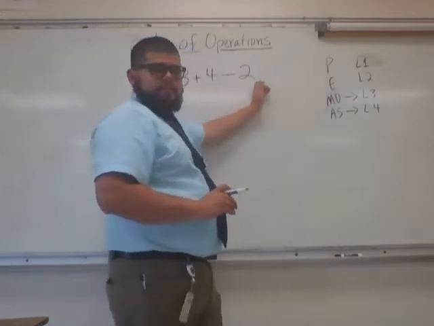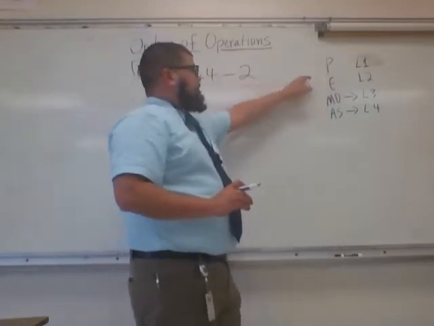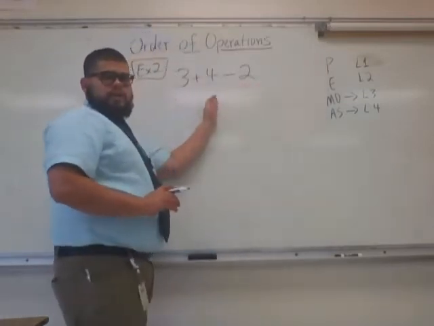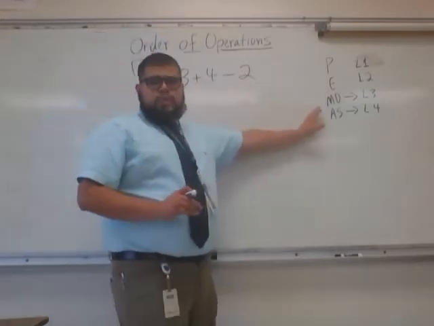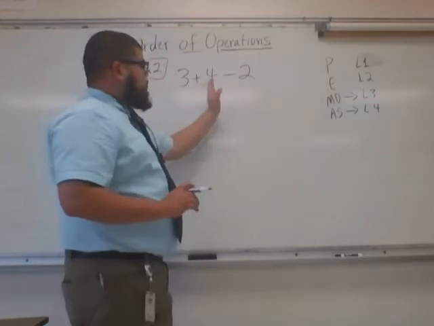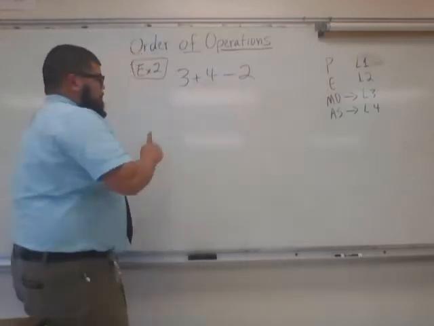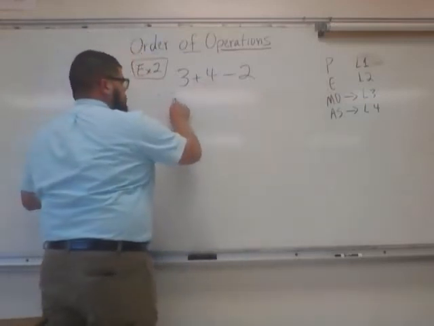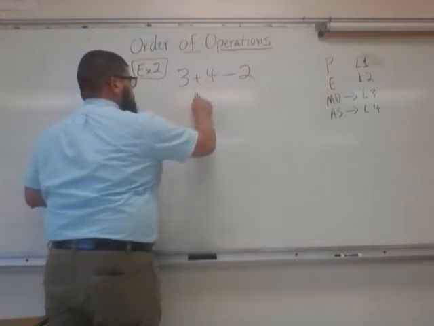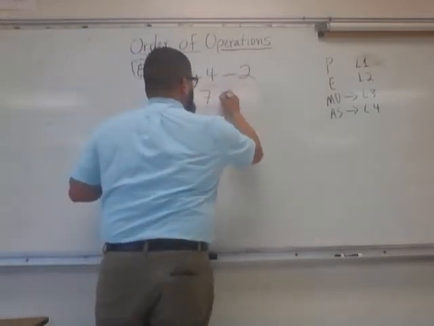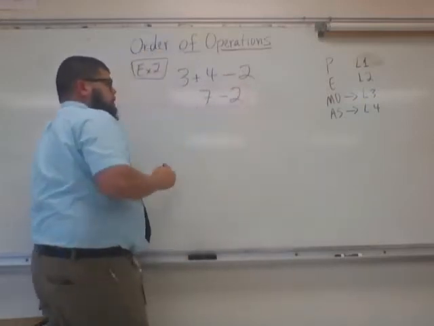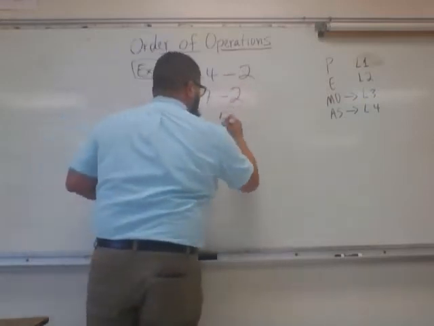Is there any parentheses? No. Is there any exponents? No. Is there any multiplication or division? No. Is there any addition or subtraction? Yes. And since there's both of those, we do first come, first serve, which means we read from left to right. Which one are we going to hit first? Right here. 3 plus 4, we get 7. Minus 2 comes down, right? 7 minus 2, we get 5.